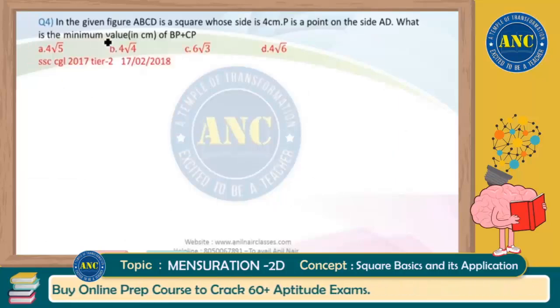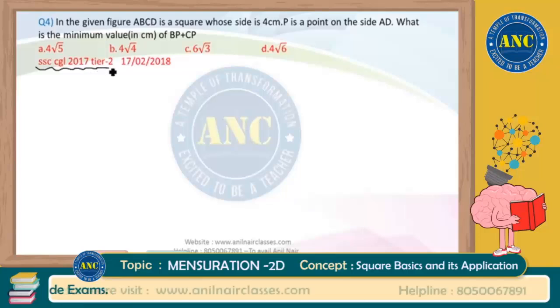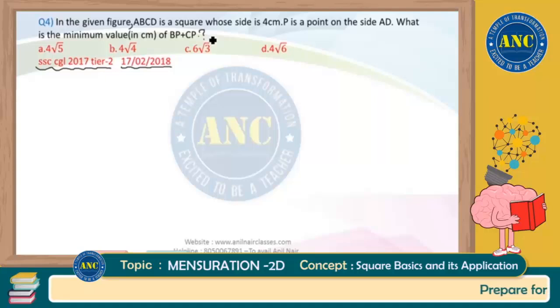Now see this fourth question. It is a very important question. This was asked in the SSC CGL 2017 Tier 2 exam, which happened in February 2018. Now see here: in the given figure, ABCD is a square. First of all, the figure has to be given. Yes, I will write that figure so that we will understand it. Let me write it a little bigger so that we will understand it better.